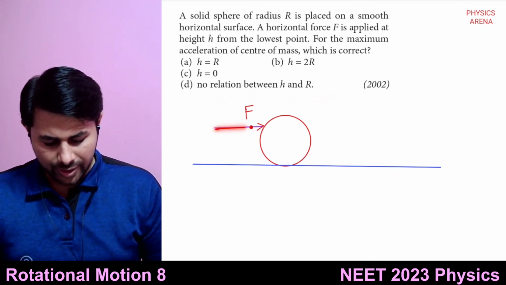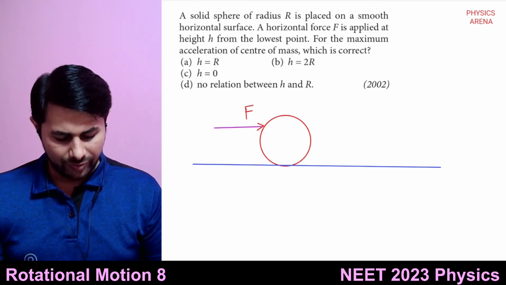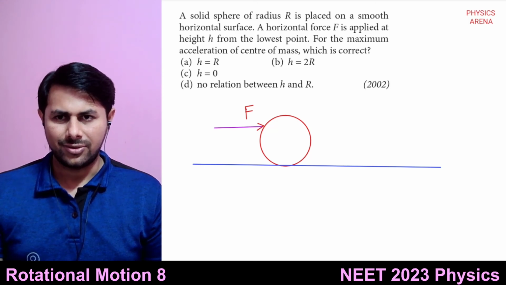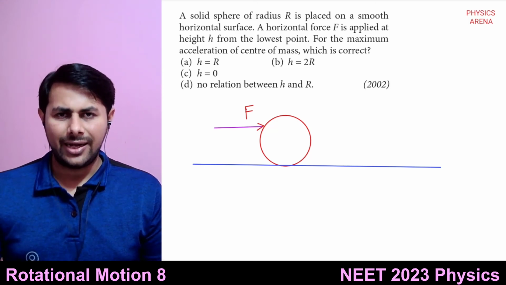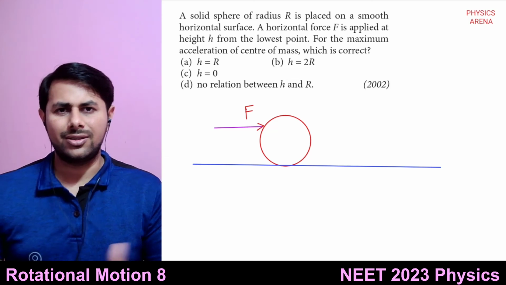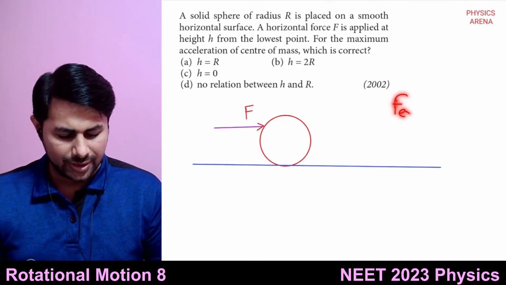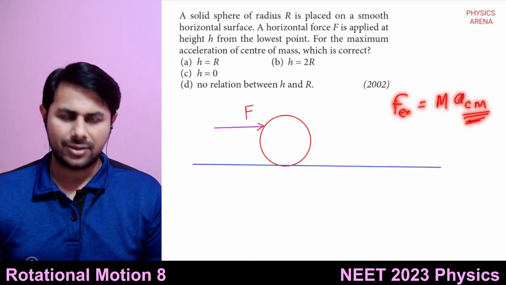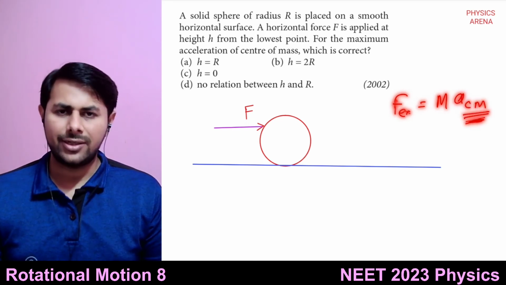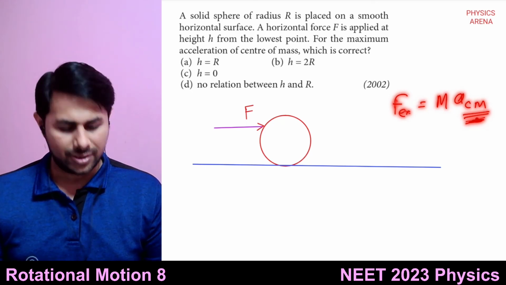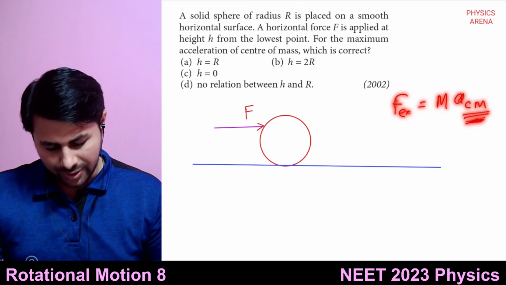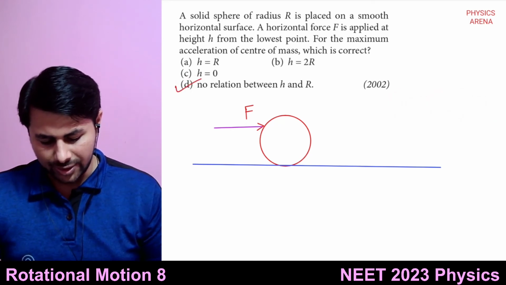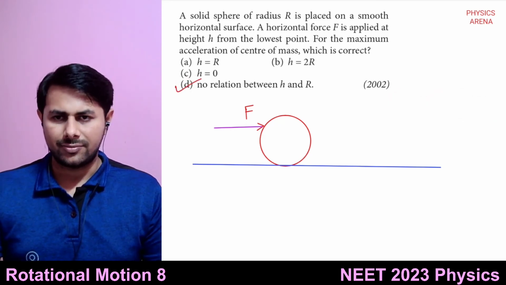Because the force acting on this body will act as if it is acting on the center of mass. The external force will act as if it is acting on the center of mass, because the external force is equal to the mass of the body multiplied by the acceleration of the center of mass. So it doesn't matter at which point this external force is acting. So the option is D, no relation between h and r.